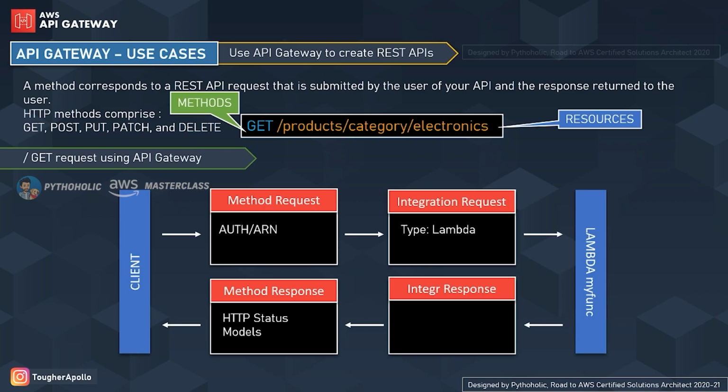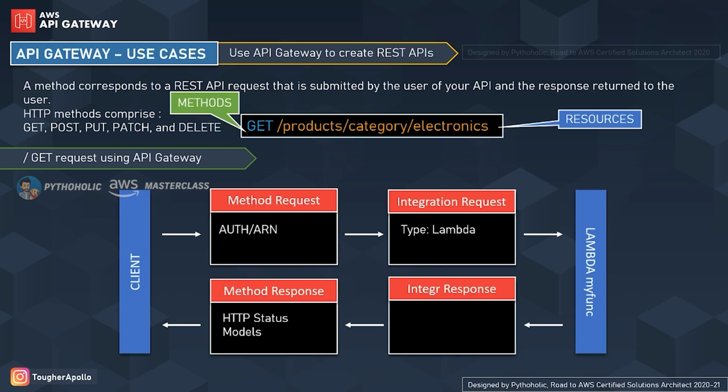The second part is the integration request. So after you have received the request, in this part you map the body of a route request or the parameters and the body of the method request to the formats required by the backend. So you will change it and map it according to what the backend needs. So before it reaches to execute the code, we actually format the request body here.